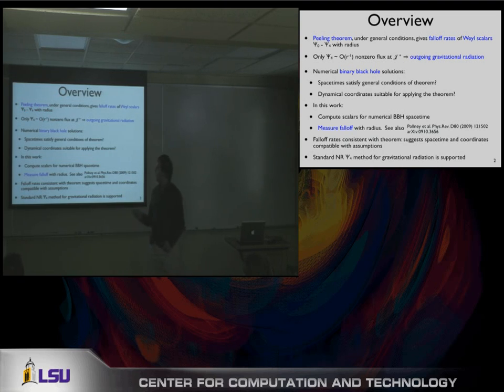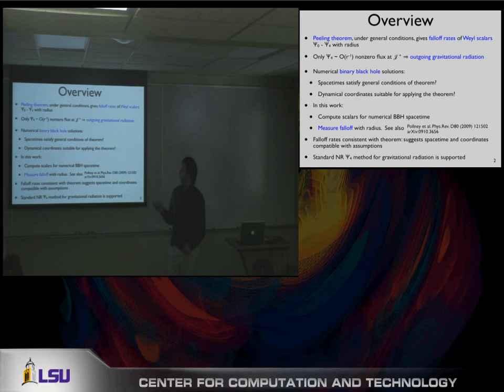So in this work, we did a simple numerical binary black hole evolution, and we computed the scalars, psi 0 to psi 4, in some particular way, and we measured how they fell off with radius. We basically tried to decide whether we saw the results of the theorem. The summary is that we saw results consistent with the theorem, and we conclude, therefore, that the spacetime and the coordinates might be compatible with the assumptions. This is a kind of backwards argument that everything at least is consistent. And the conclusion would be that the methods that we currently use for gravitational radiation extraction in numerical relativity are well supported.